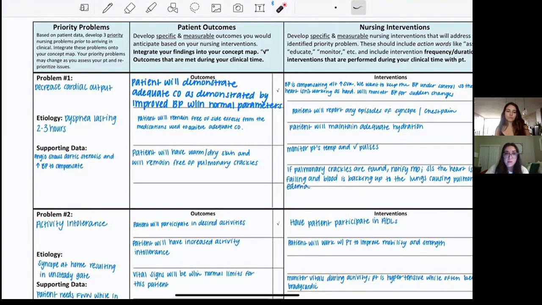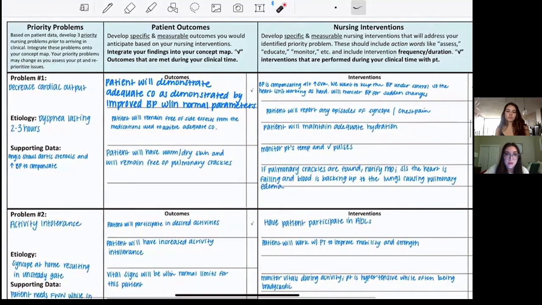So next to that, I have my patient outcomes. These are things that I want the patient to meet during my clinical time with him. And my interventions are the steps that I'm going to take to get these outcomes that I want. So you can kind of take a look at that here.